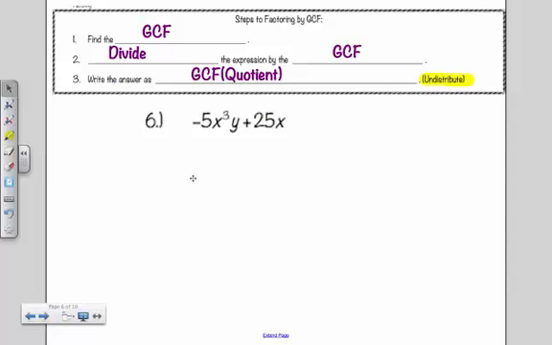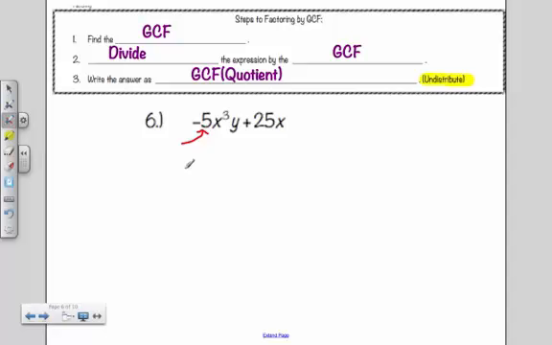So step number 1 in question number 6 is to find the GCF. So the first thing you're going to look at are your coefficients. So your coefficients are -5 and 25. So you're going to look at your coefficients and decide what is the greatest common factor of -5 and 25. Here's where it gets a little tricky, and that's because the leading coefficient is negative. Because the leading coefficient is negative, you want the GCF to be a negative number. It's not necessary that you do that, but it will make things very much easier for you in the future if you do that.